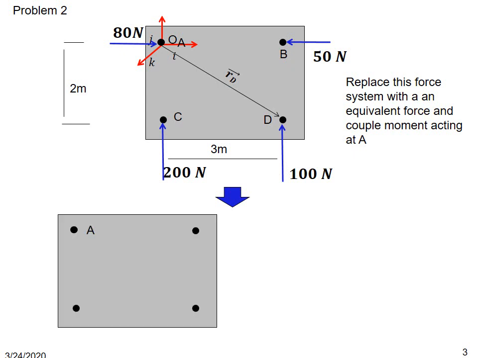As I mentioned in the previous problem, a better representation of this problem statement is the rectangular block with the points A, B, C, and D. Now, if we have one single force R acting at A and a couple moment M which is acting at A, what would be R and M which is equivalent to the force system given in the problem?